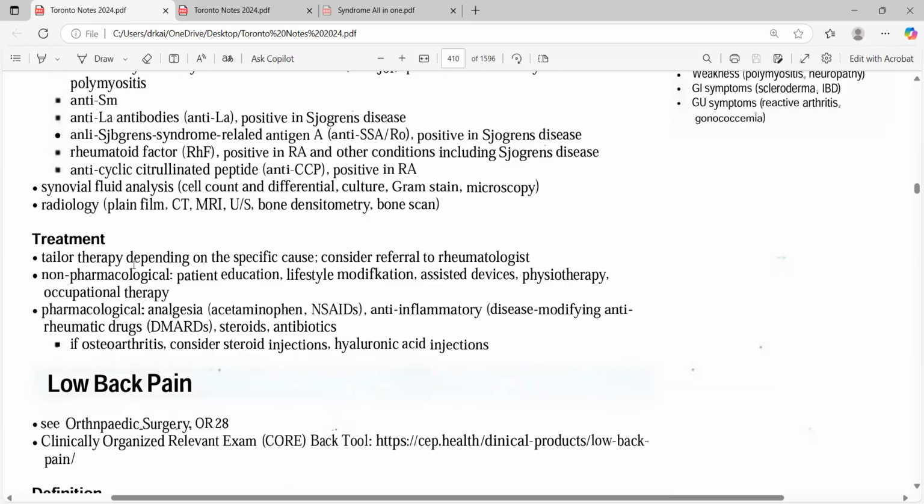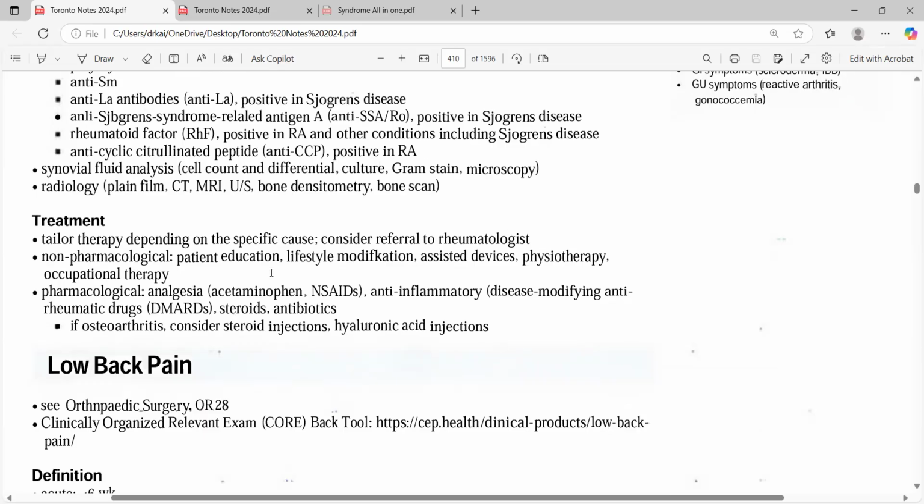Then the tailored therapy, non-pharmacological and pharmacological. So non-pharmacological: rest, lifestyle modification, devices, physiotherapy. In the pharmacological, usually we start with acetaminophen, then anti-inflammatory drugs like DMARDs, steroids, and all of those ones.